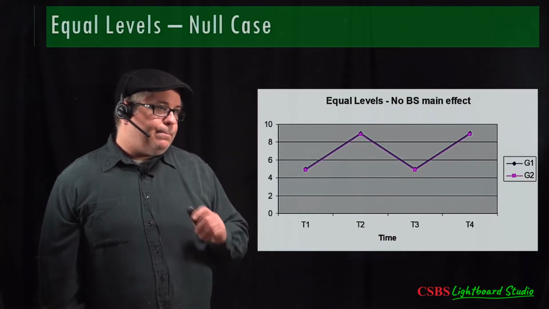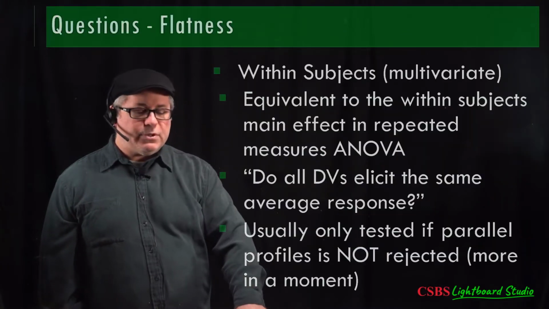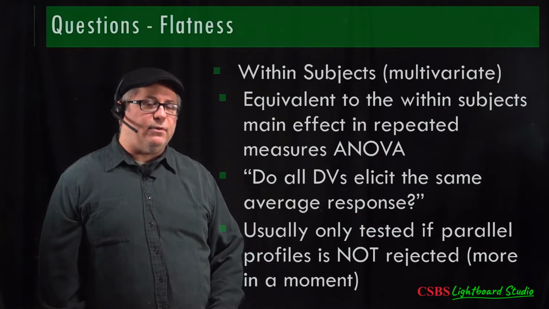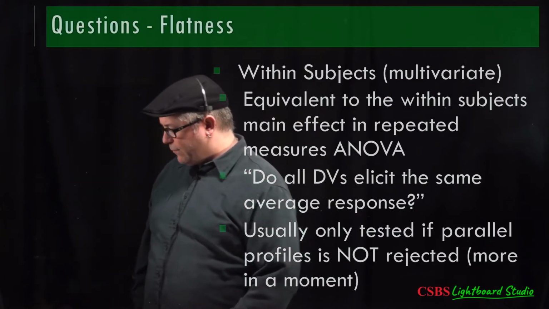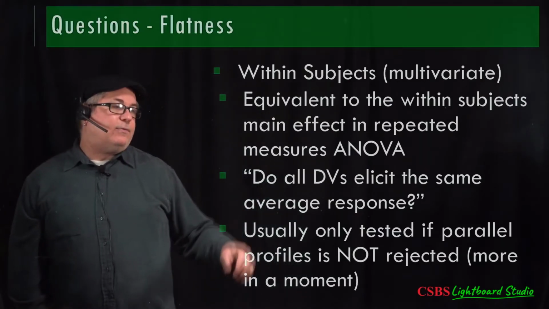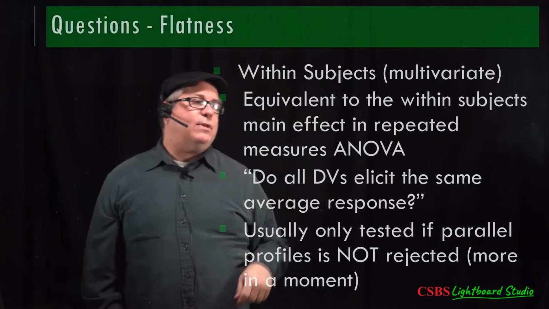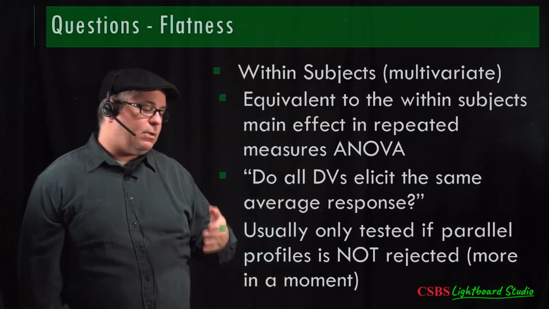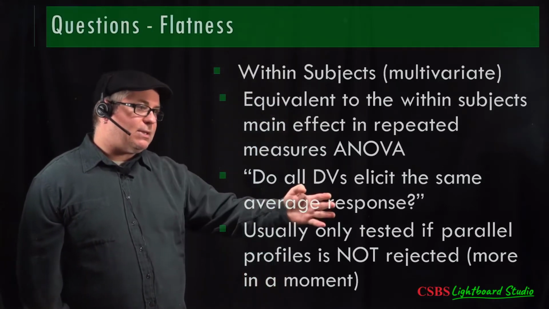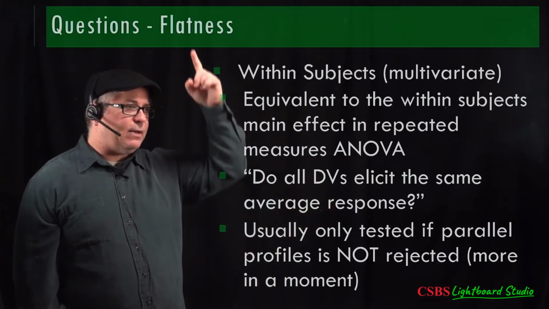All right. So the second main effect is something called flatness. It's a test for flatness. And again, flatness is what we want to reject. If we think there are actually differences, that groups are different across time, we're looking to reject the flatness test.